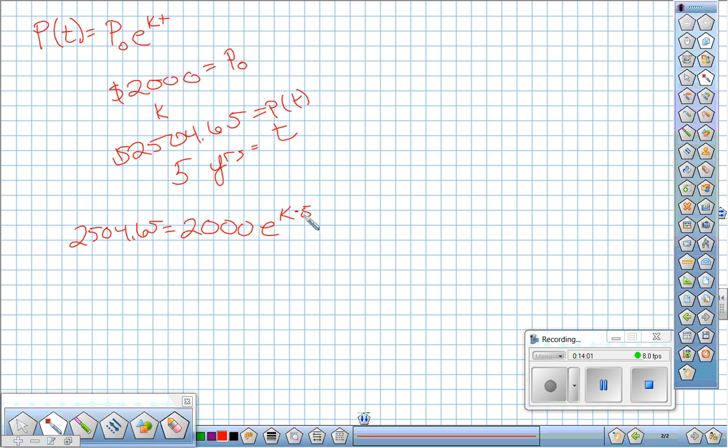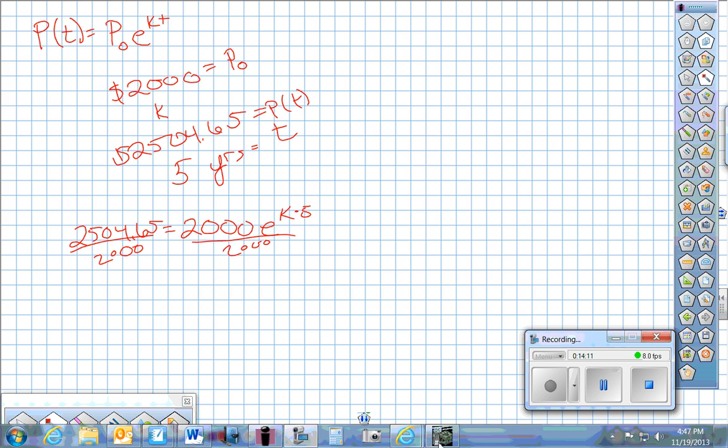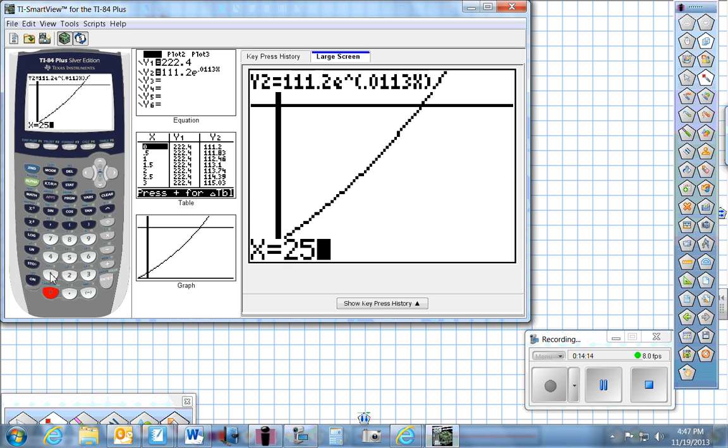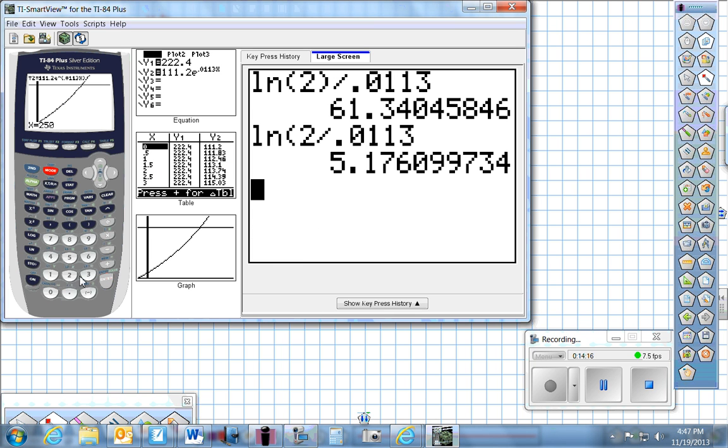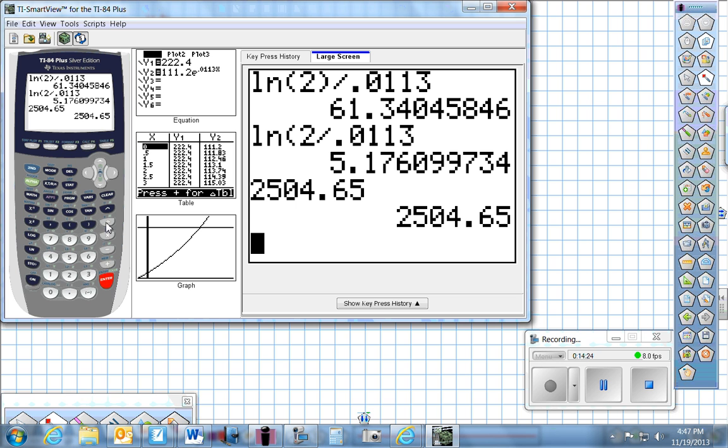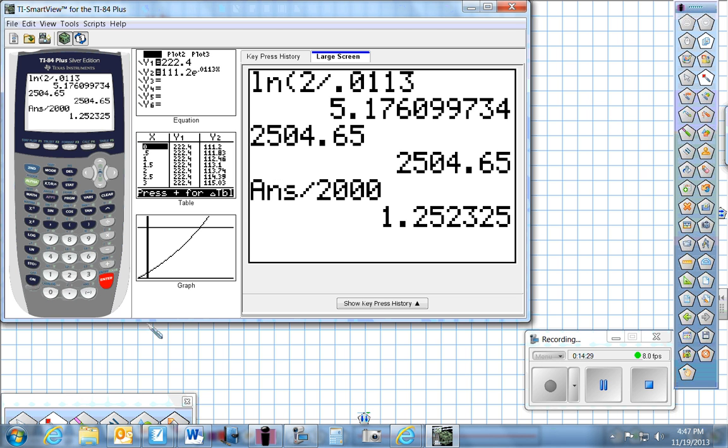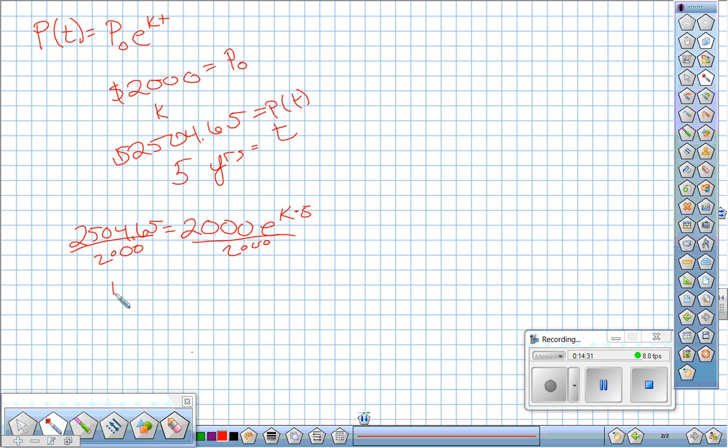Okay, you could write 5k, that doesn't really matter. I'm going to divide both sides by 2,000. We're just going through and solving this. 2,504.65 divided by 2,000 will give me 1.252. 1.252 equals e to the k times 5.